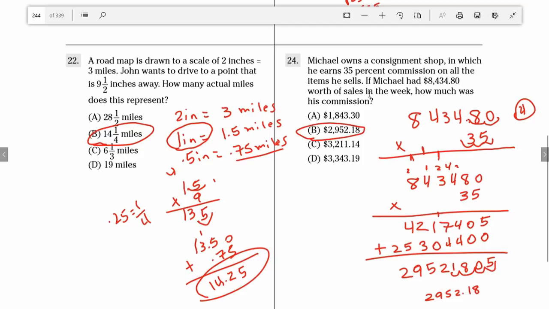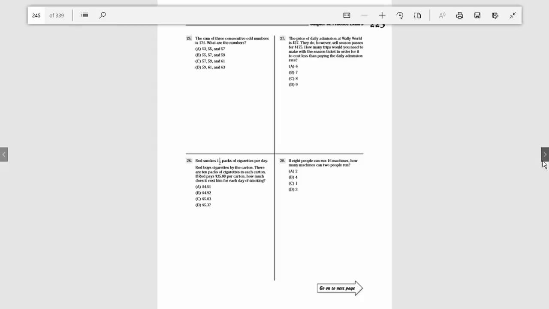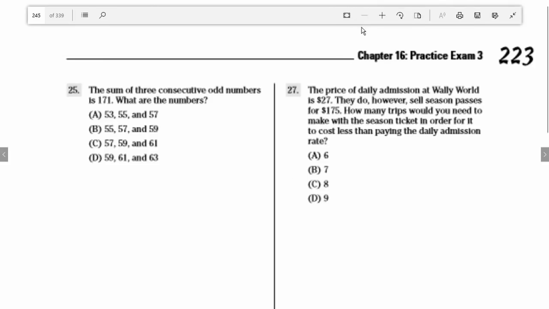Again, not a hard problem. If you're good at multiplying decimals, which you should be if you watch my videos, it's fairly easy. But that said, it's very tedious right in here where you can make a lot of mistakes. Alright, 5 more problems.